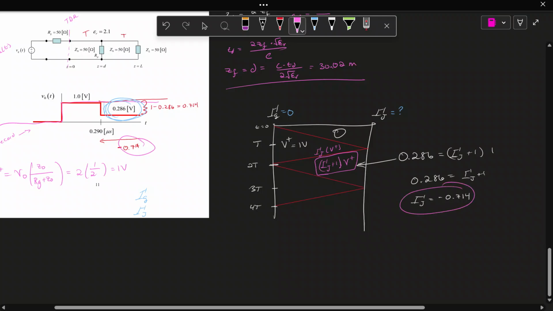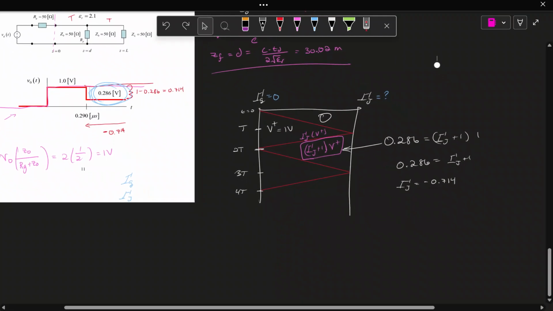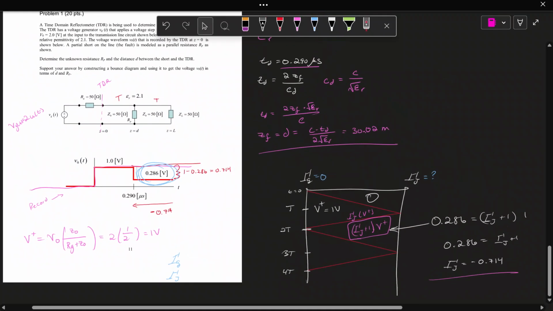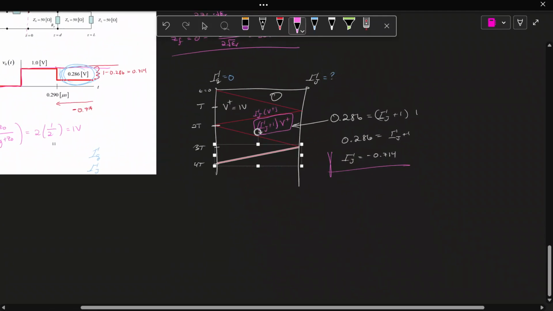So there's one way you could do it, and it's quick, but it is a little more advanced because you don't do all the steps for the bounce diagram, and you have to understand how the bounces and the reflections work. For this way, it's clear cut, shows all the work you need, and of course you would have to do it for this one because it says support your answer by constructing a bounce diagram. But now we have gamma J.